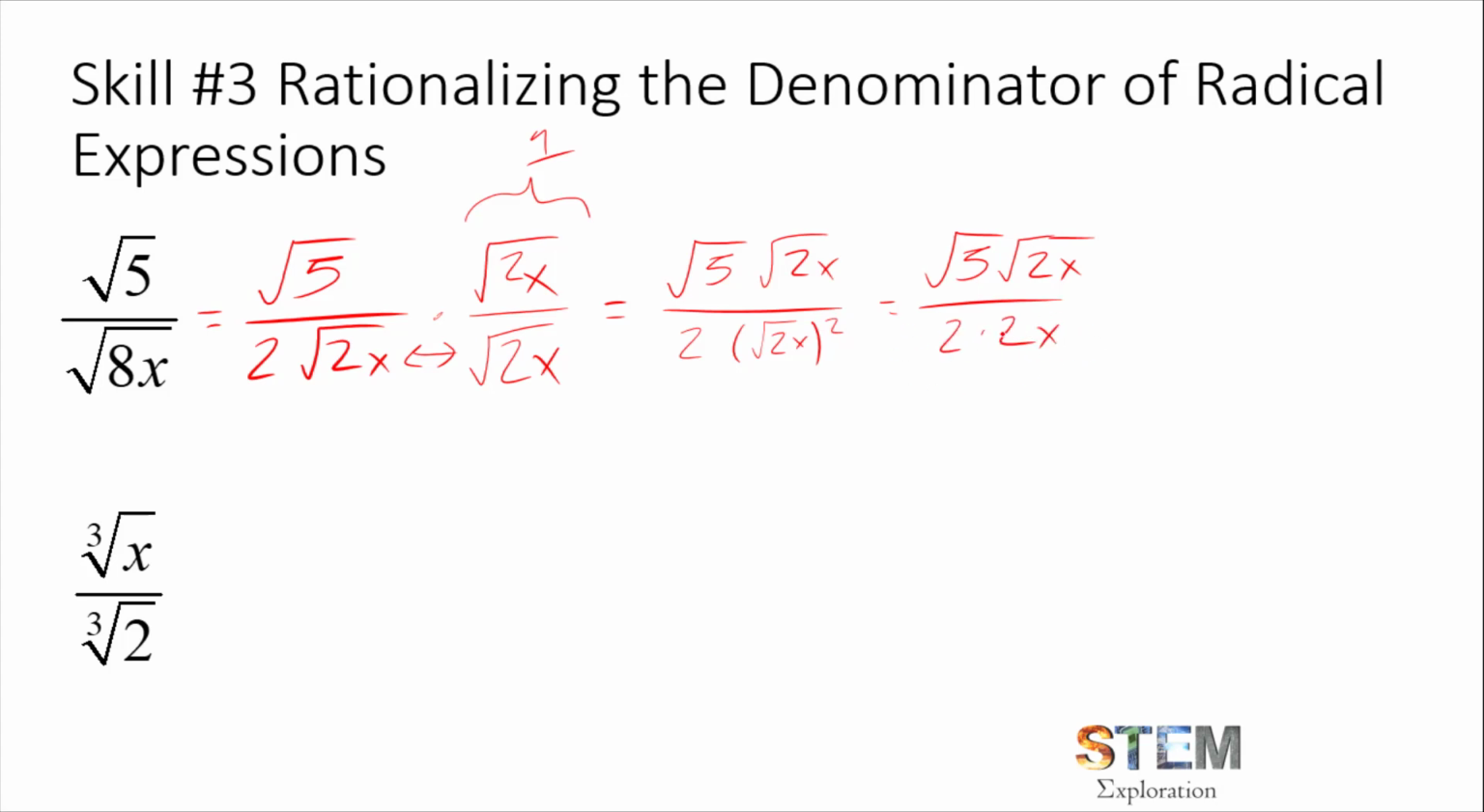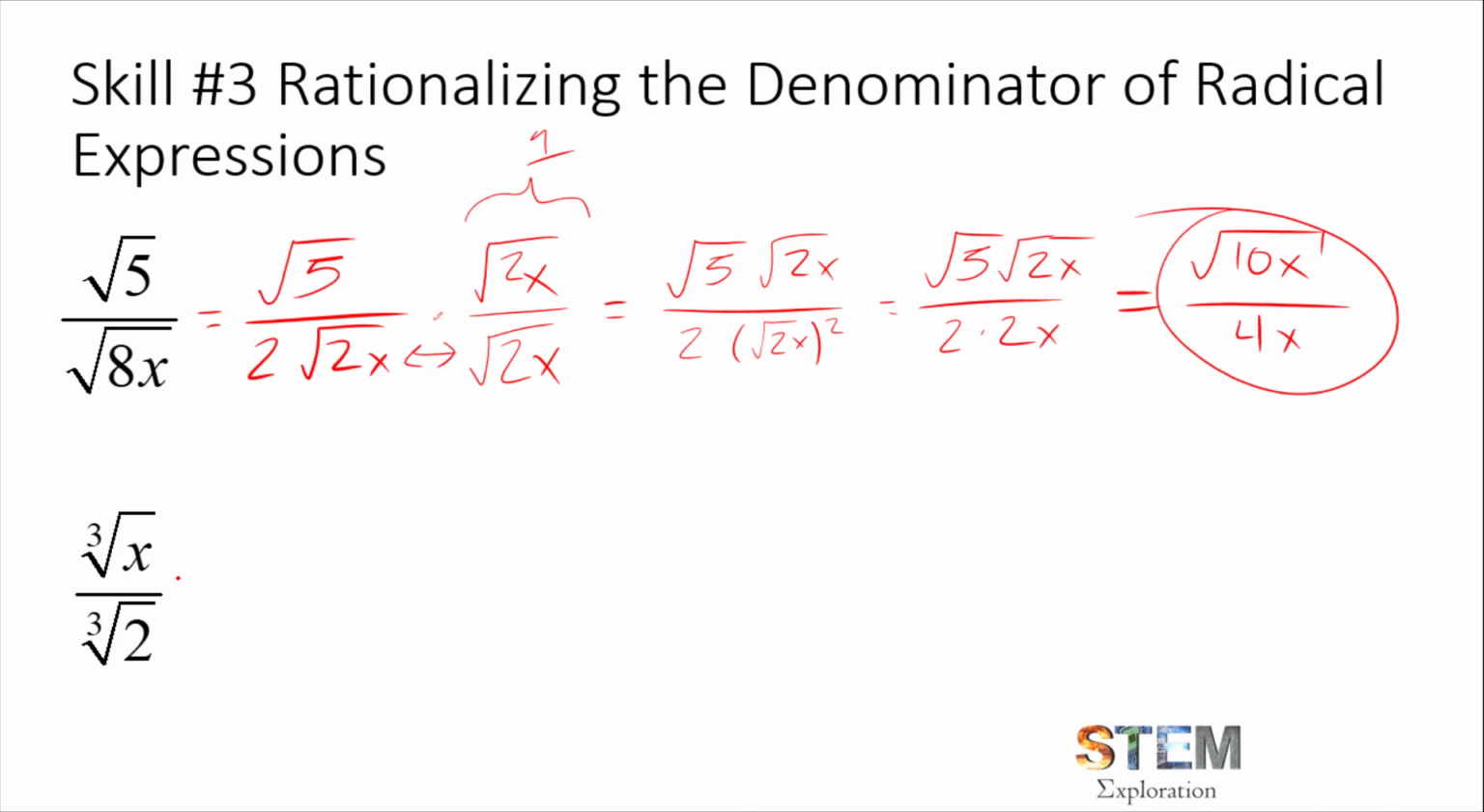See how that works? So now we got rid of the square root radical in the denominator, and now we can just combine the common part on top that shares the same index, and we can say 10x, the square root of 10x, all over 4x. And now we have a completely simplified radical function with a rationalized denominator.